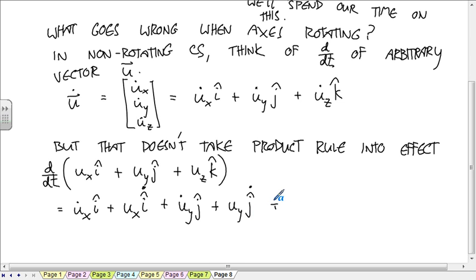And then move on to the derivative of the third term. You have uz dot times k. We have that one up here. Plus uz times k dot.